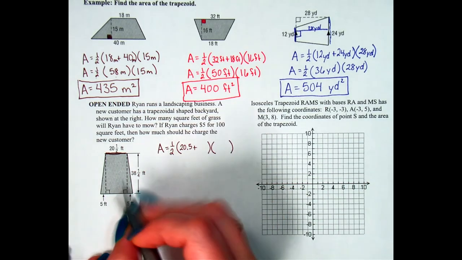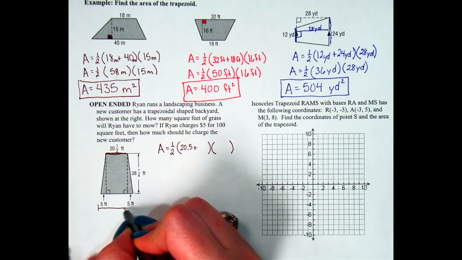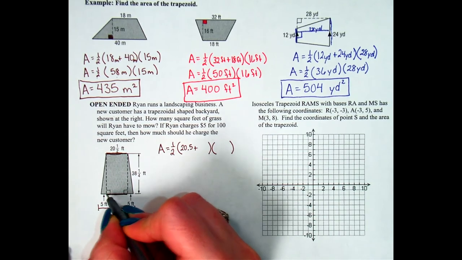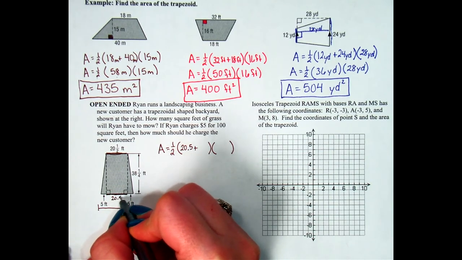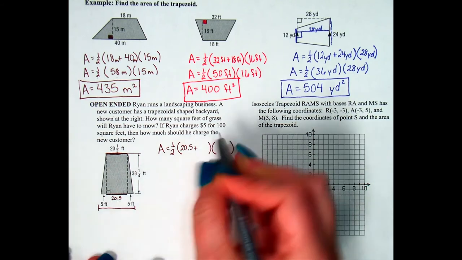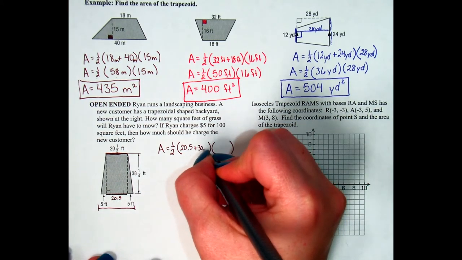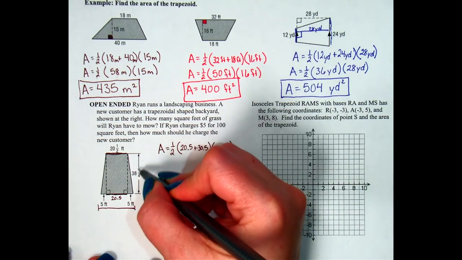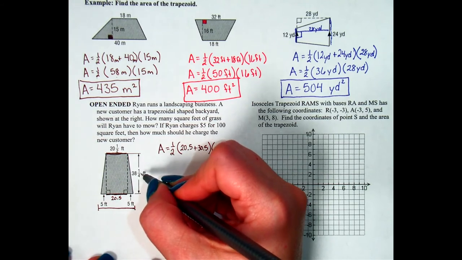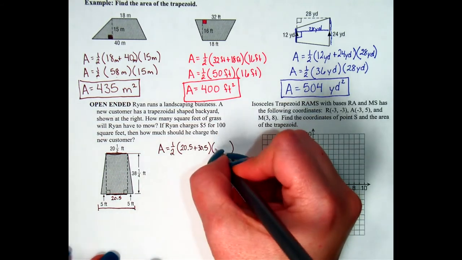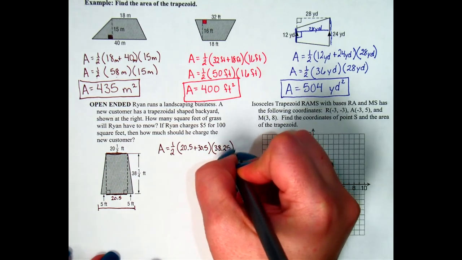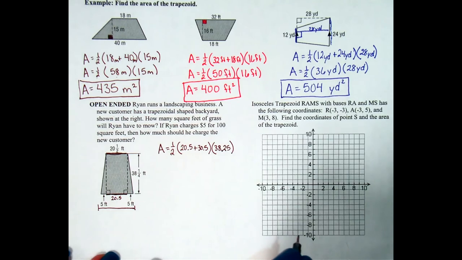Now my bottom base, it doesn't tell me how long the whole thing is. But I can figure it out because I know that this piece here is 20.5, and then I have 5 feet here and 5 feet here. So that's going to be another 10 feet. So it's 30.5. My height is 38 1/4, so 38.25 is my height. It's just easier to work with decimals when I'm working with a calculator.